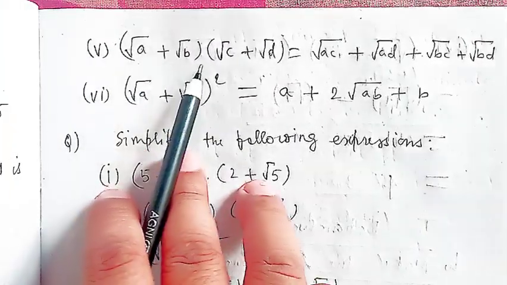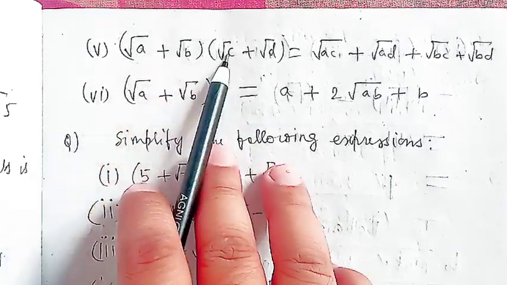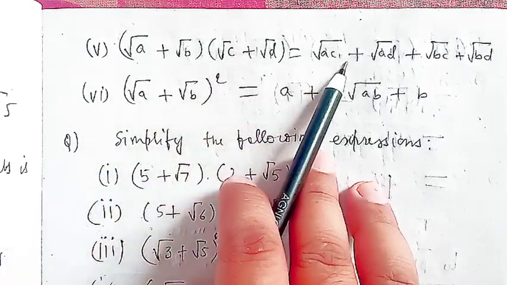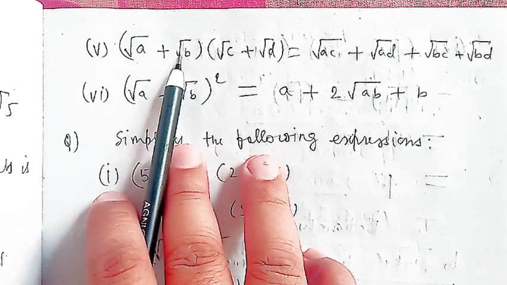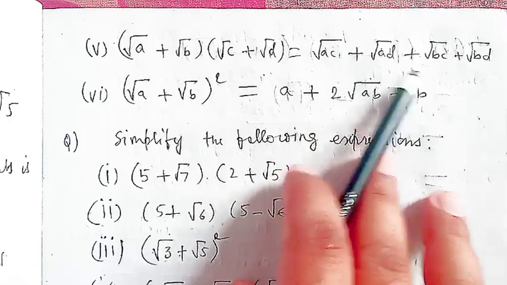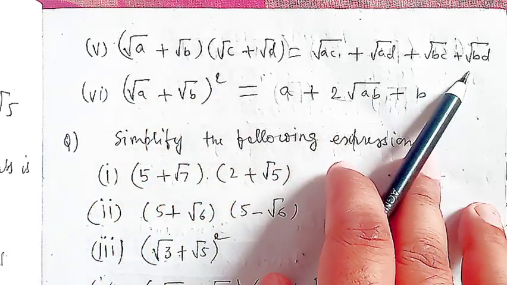Root a plus root b into root c plus root d. Now we multiply root a with root c, we get square root of ac. Root a with root d, we get square root of ad. Root b with root c, we get square root of bc. Root b with root d, we get square root of bd.